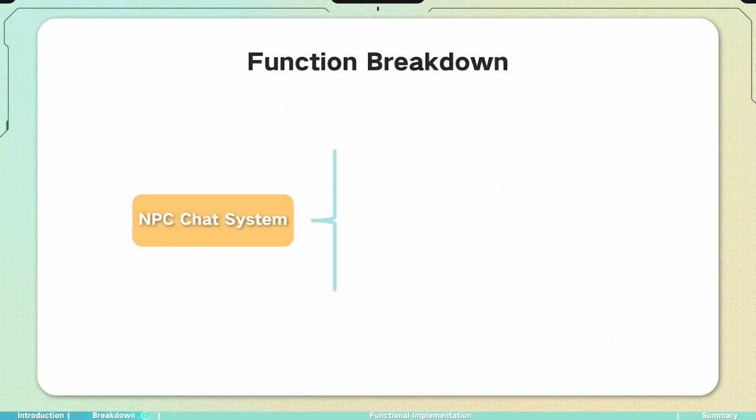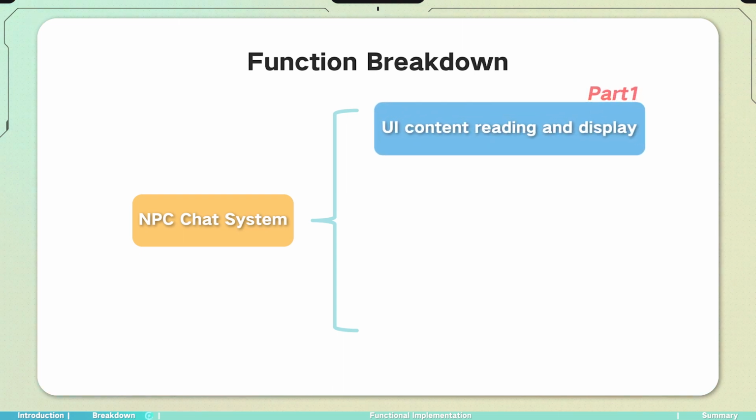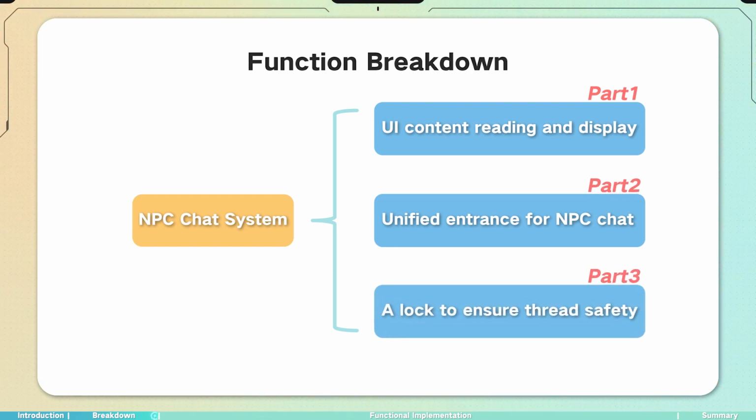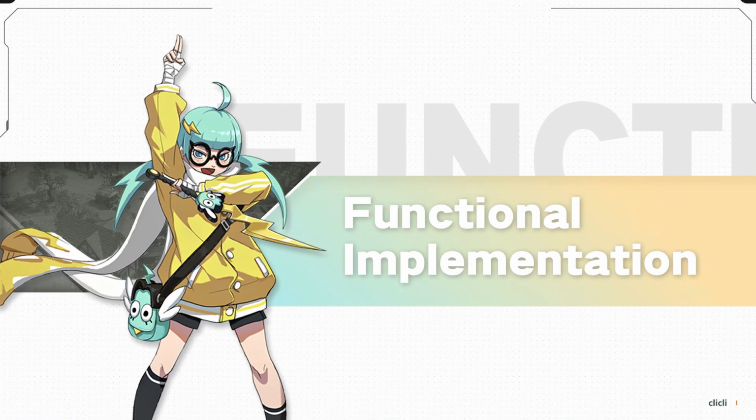According to our needs, we need to break down the functions into 3 parts: UI content reading and display, unified entrance for NPC chat, and a lock to ensure thread safety. Now, let's see how to achieve these functions.